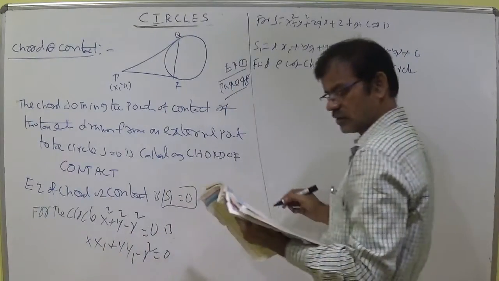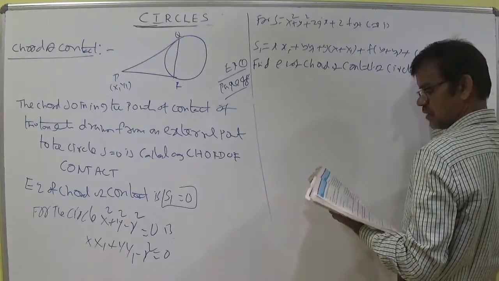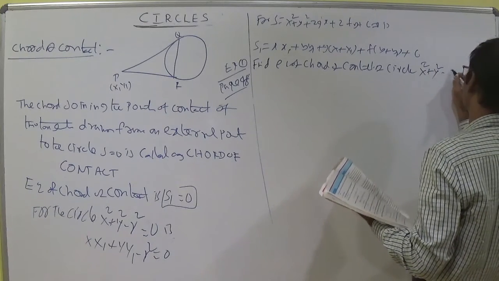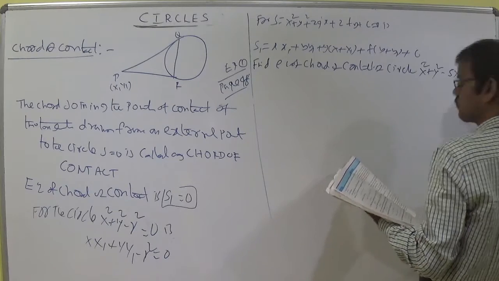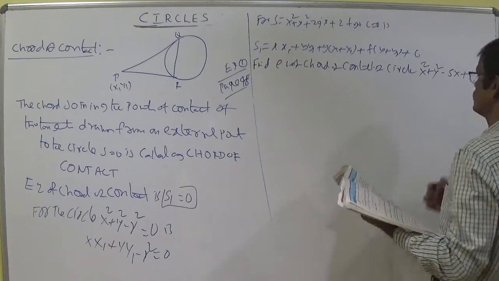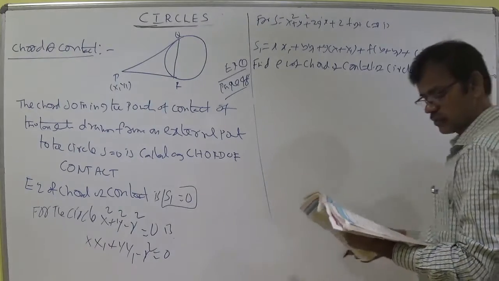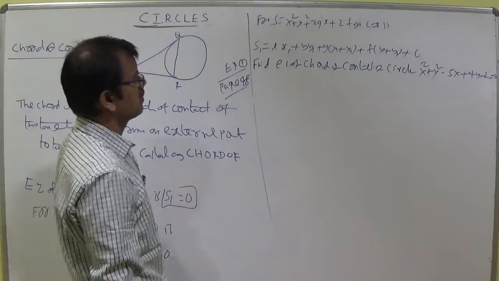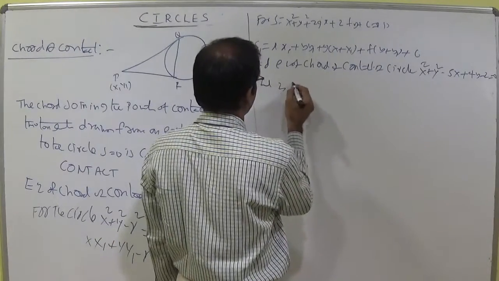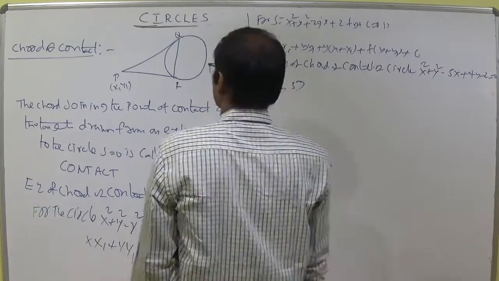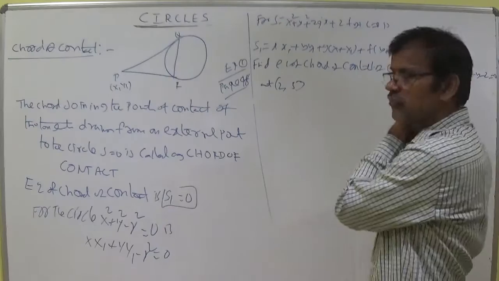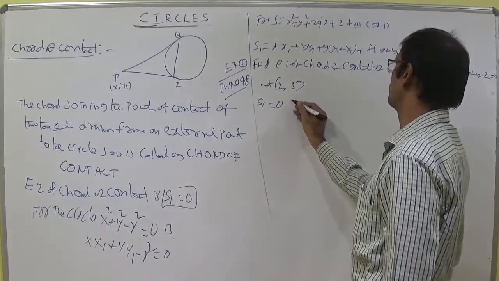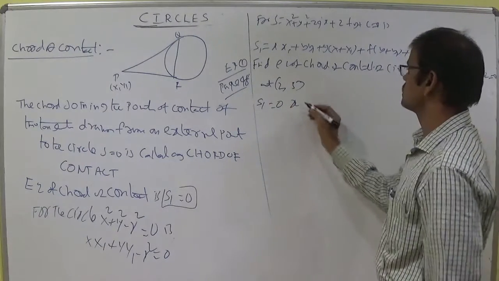Page 48. Find the equation of chord of contact with respect to the circle x square plus y square minus 5x plus 4y minus 2 equal to 0, from the point 2 comma 5. So this is the point 2 comma 5. The chord of contact is S1 equal to 0. Simply you write S1 equal to 0, and the notation we already mentioned here. So this is x1 comma y1.